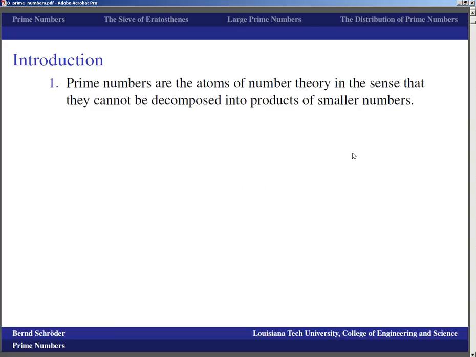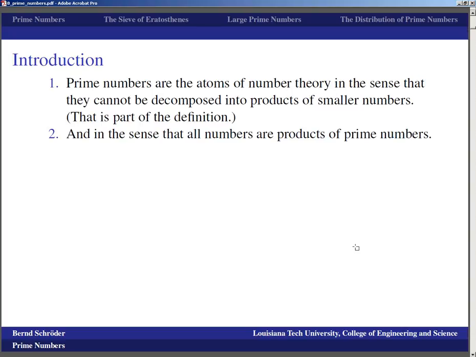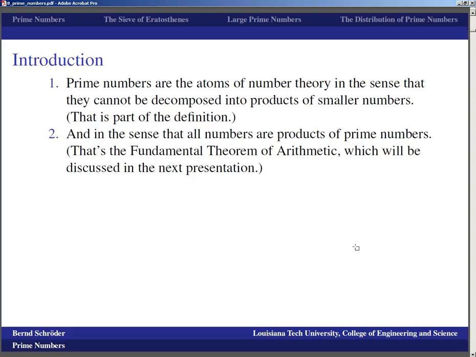So, prime numbers basically are the atoms of number theory in the sense that they cannot be decomposed into products of smaller numbers, right? That's the definition. And so then they are really atoms in the Greek sense of the word. They really don't split. There are no protons and neutrons inside prime numbers. They are also atoms in the sense that all numbers are products of prime numbers, meaning everything is made up of prime numbers. That's the fundamental theorem of arithmetic, which we're going to see in the next presentation, I think.